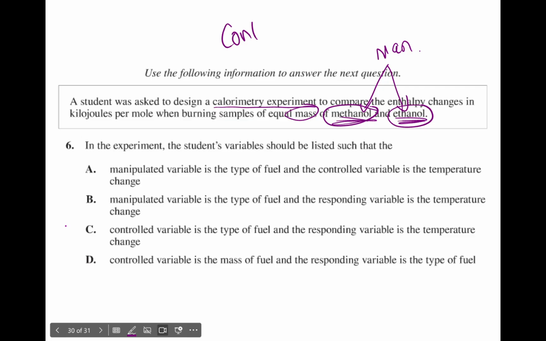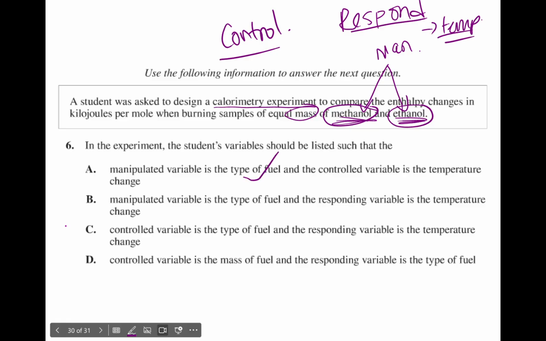Controlled is anything you keep the same. So you could control the calorimeter you're using. You can control maybe the room you do it in. There's many control variables that we can come up with. And then the last one, your responding, is what we're measuring. And in calorimetry, we are always looking for the temperature, right? That's what we're measuring.